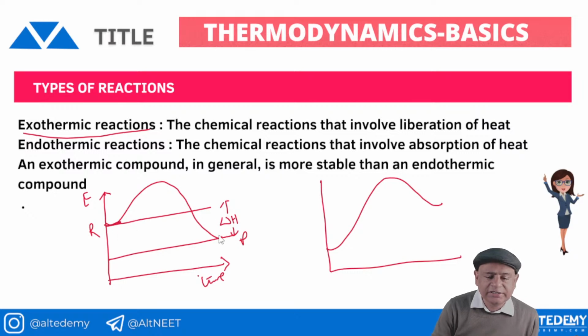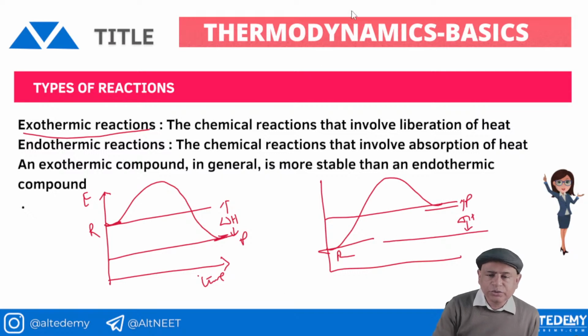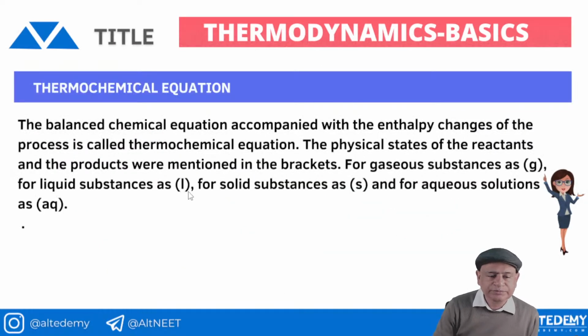Reactant is at a higher energy level, product is at a lower energy level. Here the reactant is at this level, the product is at this level. So it will be absorbing energy, then only it will come to this stage. So delta H is this. Fine. So that is the exothermic and endothermic process.